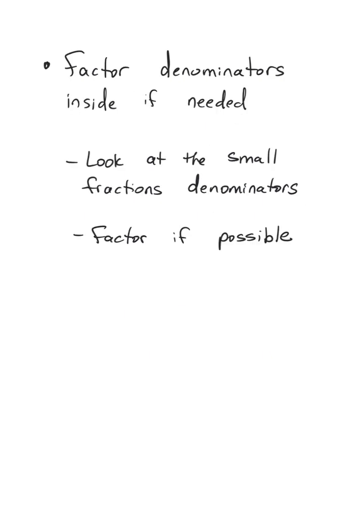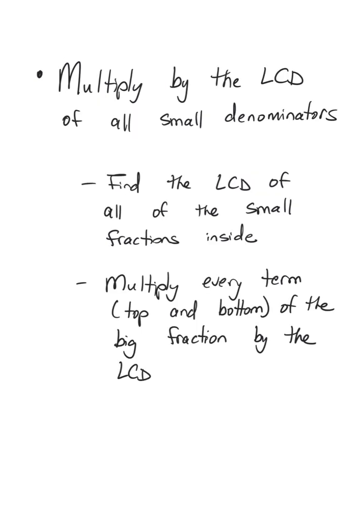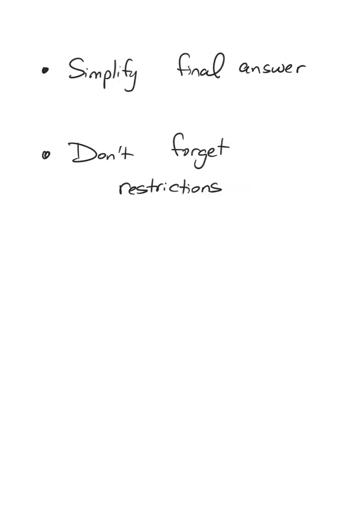So the first thing you've got to do, there's that word again, factor denominators inside if needed. Look at the small fractions' denominators and then factor them if possible. Then you've got to multiply by the LCD of all the small denominators. Find the LCD of all of the small fractions inside. Multiply every term, top and bottom, of the big fraction by the LCD. Then we're going to simplify the final answer, and don't forget restrictions.